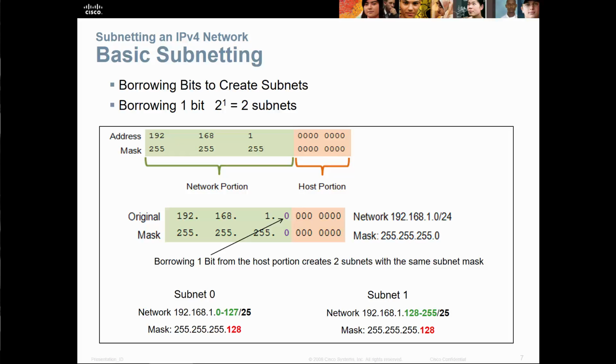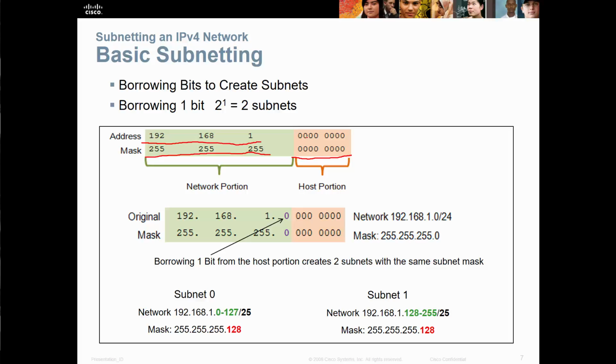192.168.1.0, let me grab my pen. This will be the network portion. You know that because the subnet mask will be 255.255.255.0. That means they are locking in the first 3 octets. The last octet is all zeros. That's our host portion. That's what we get to play with.